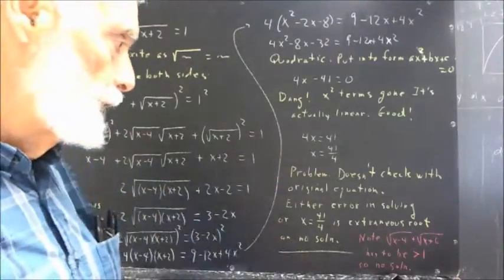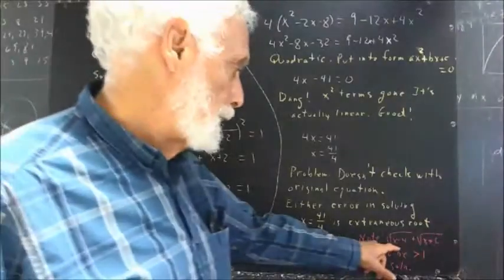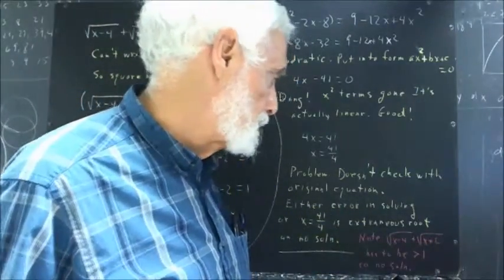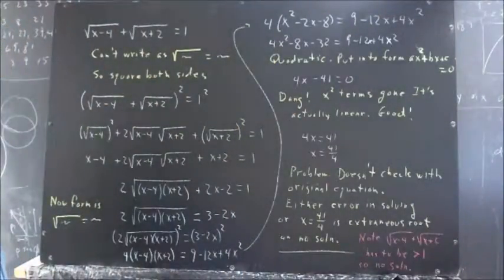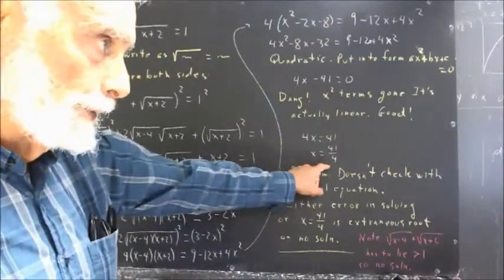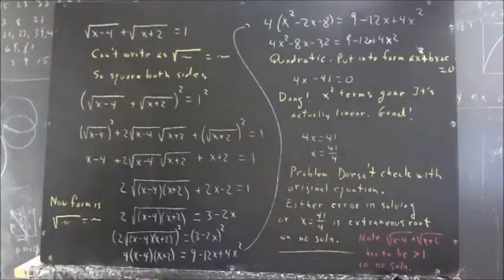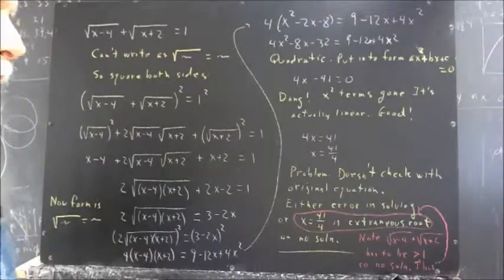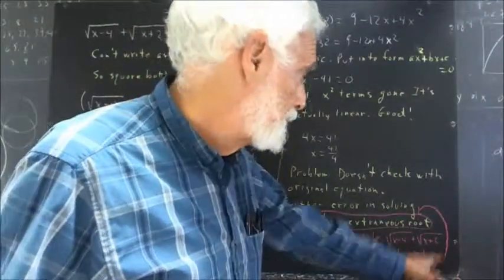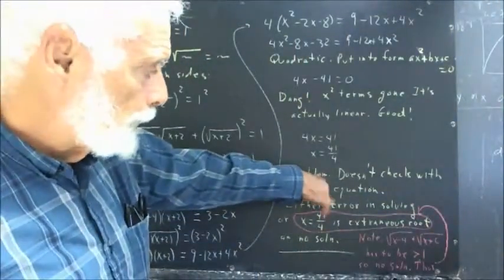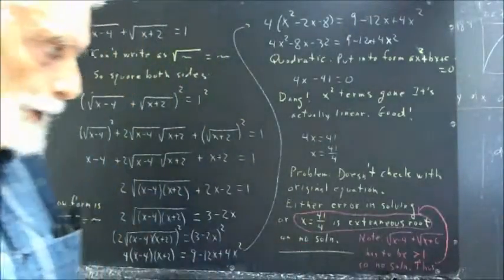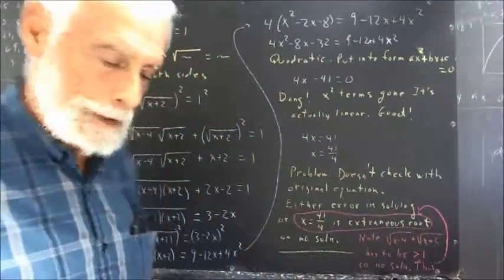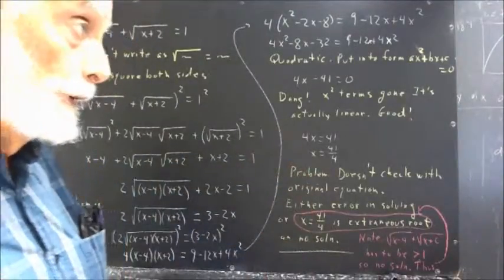And that's what the note says here. And I'll say in my note here, the square root of x minus 4 plus the square root of x plus 2 has to be greater than 1. And that, again, means that there is no solution to this equation. So the one solution we got on the squaring turns out not to really be a solution to the original equation. And I've added the note. Thus, x equals 41/4 is an extraneous root. There are no solutions. This is an extraneous root. And again, that's the only possible solution. There are no solutions.